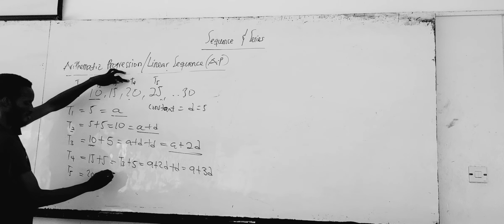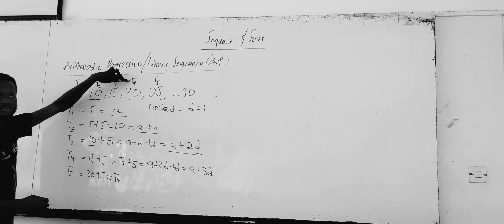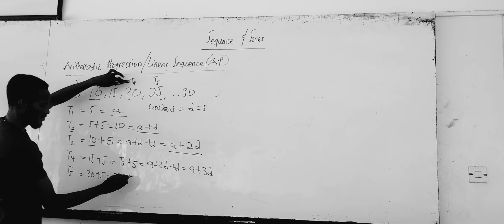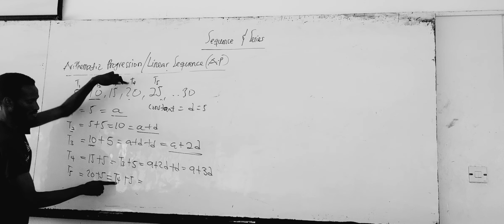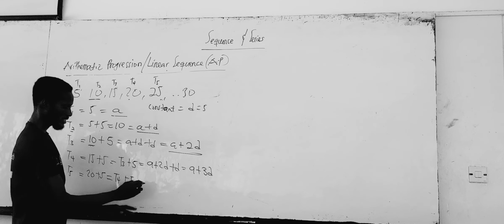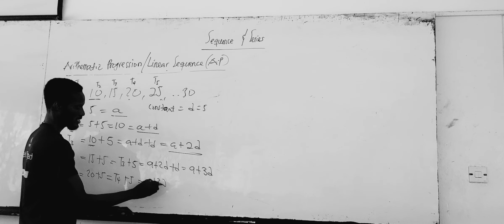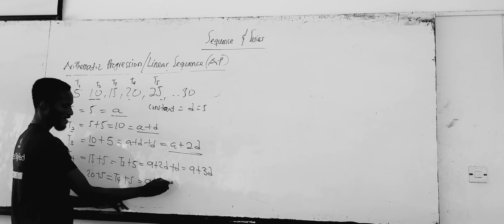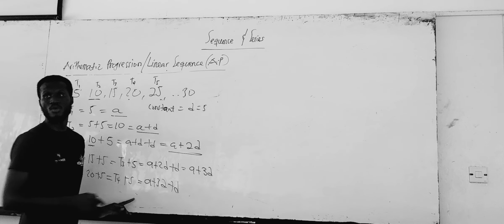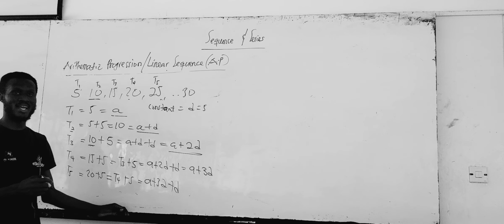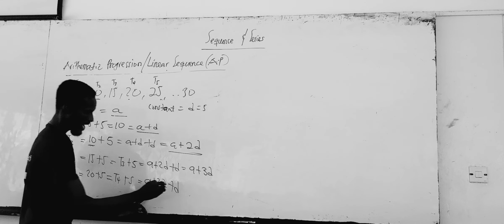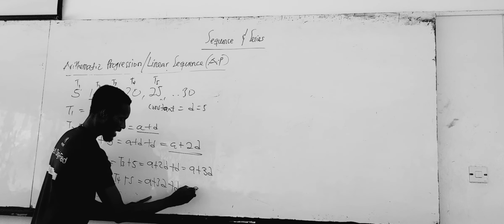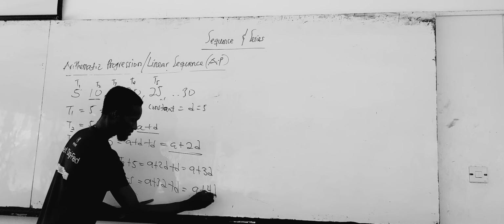20 is the T4. So T4 plus 5. Now what is T4? T4 is A plus 3D. T4 is A plus 3D, and 5 is the common difference or the constant difference, that is D. So when we add this, we're going to get A plus 4D.